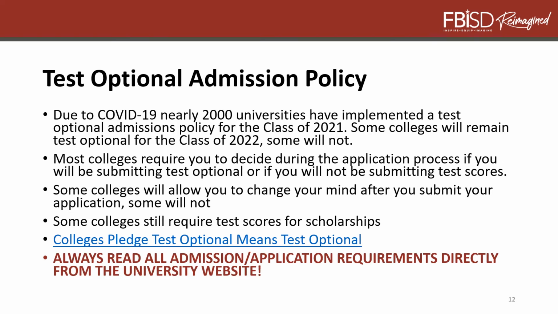Some colleges will still require test scores to be considered for merit-based scholarships. The most important thing for students to do is to make sure you are researching the information on the college's website for the schools that you are interested in. This will ensure that you have correct and up-to-date information on that university's admissions policy. Whether you are in the class of 21 or in the class of 22, it is important to make sure you are frequently checking the admissions website for the colleges that you are interested in so that you understand the process and what needs to be done.